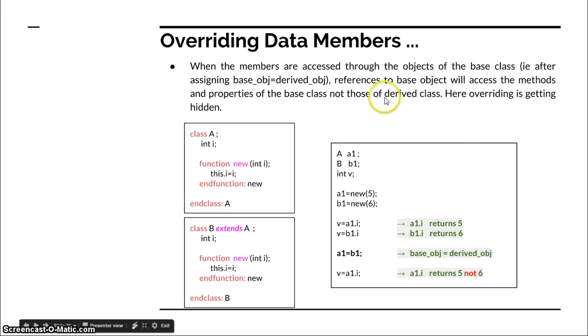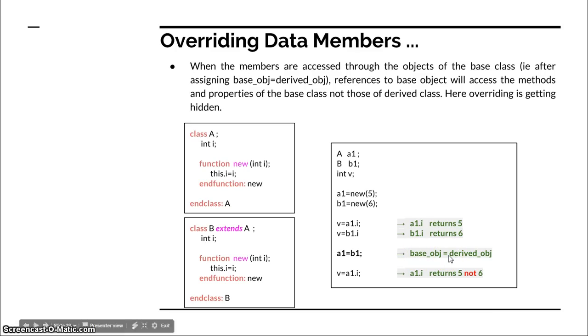And the reason is, once you make an assignment like base object is equal to derived object, the references to the base object will always access the methods and data members of the base class and not that of the derived class. So when you call a1.i, or when you access the object of the base class, it will always access the respective property of the base class. Here it will always access the data member i of the base class, not that of the derived class, even though you have assigned base is equal to derived object.